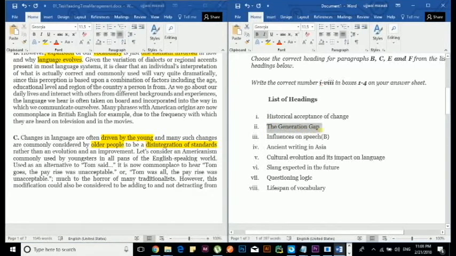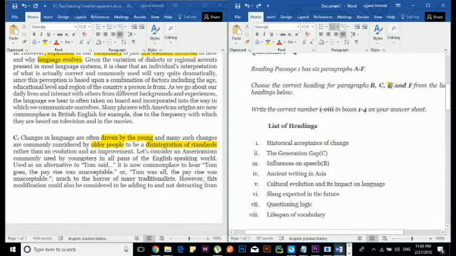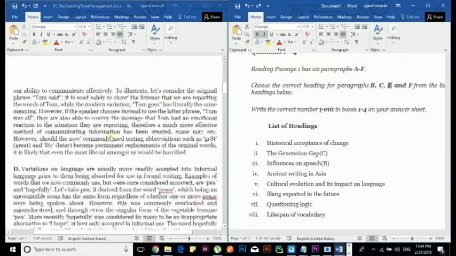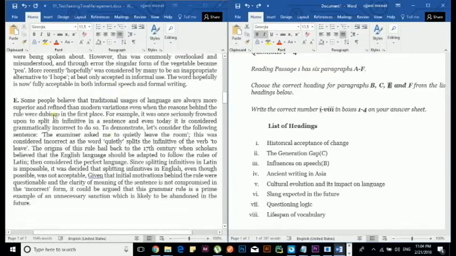Okay, the generation gap might be a suitable heading for paragraph C, I assume. I already went through all the options, so I found generation gap to be the most suitable option here. Okay, let's move on to paragraph E.